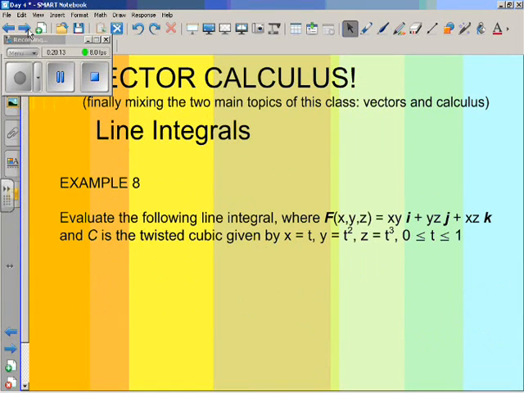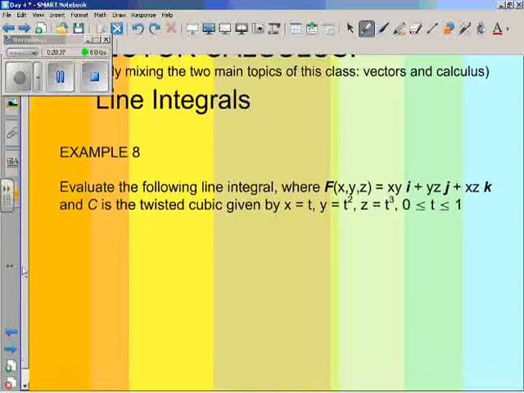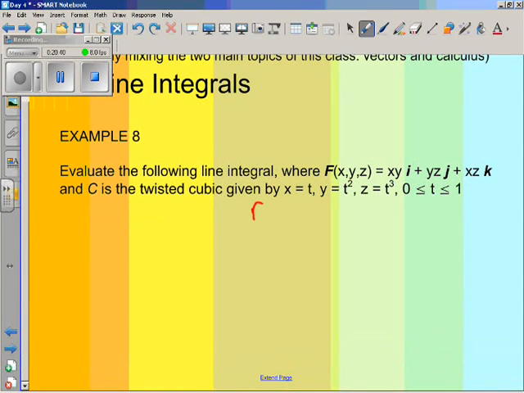Okay, so let's look at one more example in three space. Just notice here we have a function of three variables x, y, and z, and the vector that's getting spit out has three components: an i, j, and a k component. Okay, so here r is the twisted cubic. So it's t, t squared, and t cubed.